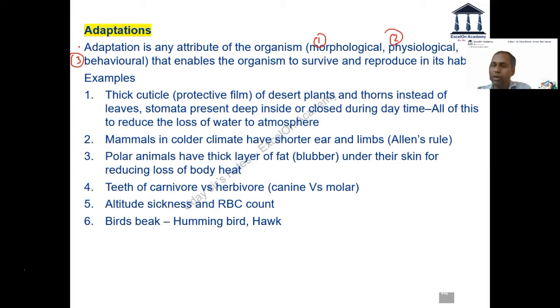For example, if I look at morphological, I may say things like, how about this pine tree? Can I say this is an example of morphological? Taiga biome, coniferous. In that coniferous, you had pine tree. Why is it morphological? Because many of you rightly answered, because of the cone shape, it allows the snow to slide through it. So that's an example of morphological.